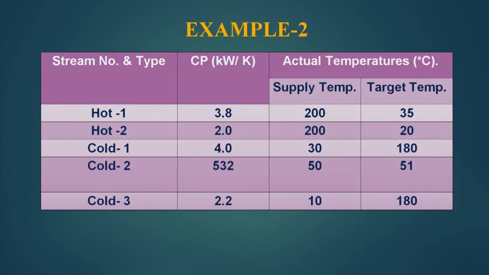Now, we go for example 2. For this example also, we will have different heat exchanger networks designed, and we will also see that though we have adhered to the CP ratio rules, even then, due to the utilization of driving force by different heat exchangers, the areas are different.